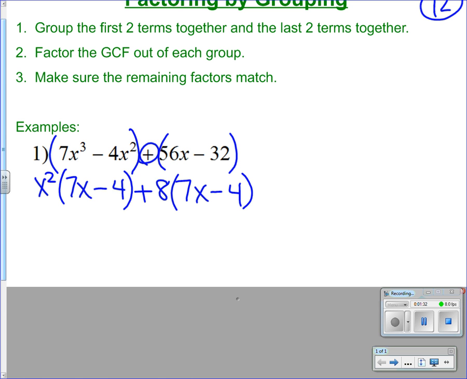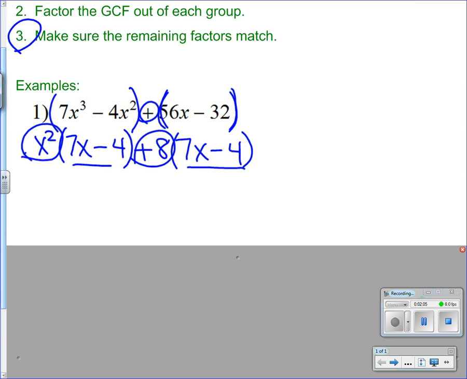Because we're factoring it out. We're factoring 8 out of this group, so we put 8 times this group of 7x minus 4. Now, since these match, which is step number 3, look, we have x squared multiplying this 7x minus 4, and 8 multiplying 7x minus 4. So we can group these two in the same group, since they're multiplying the same quantity.